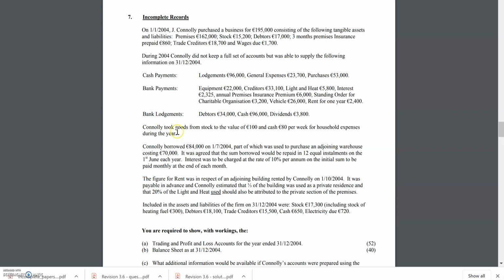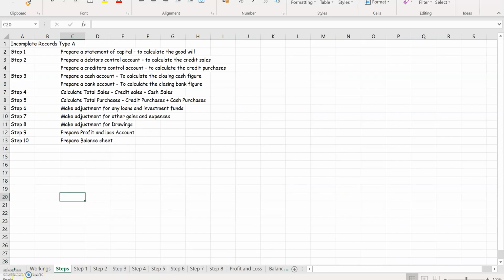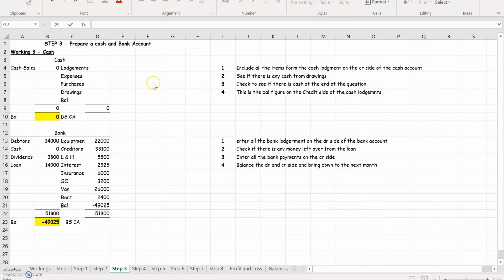We're going to have a look and see, do we take any for personal use? And we've got cash of 80 per week, so 80 multiplied by 52, and then have a look at the end to see if there's any balancing figure, and we've got cash of 650, so that's our closing figure. So let's have a look at the cash first, and then we'll look at the bank. The 4 things we need to do for the cash: 1, include all the items from the cash lodgement on the credit side of the cash account.